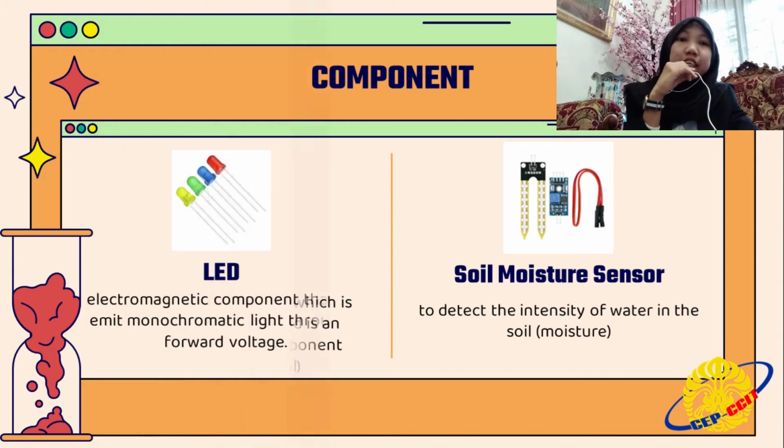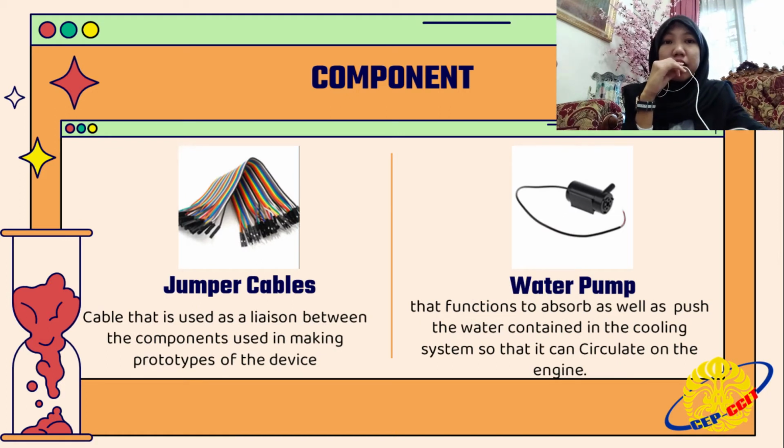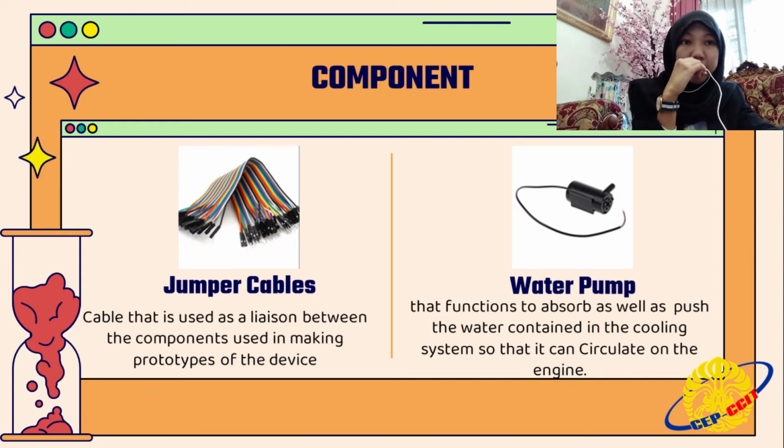And five is the LED. An LED is an electronic component that can emit monochromatic light through a forward voltage. And six is the resistor. A resistor is a passive electronic component that has a resistance value or a certain resistance. And seven is jumper cables, cables that are used as a liaison between the components used in making a prototype of the device.